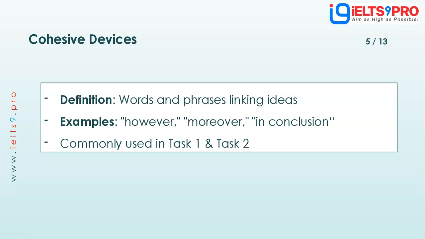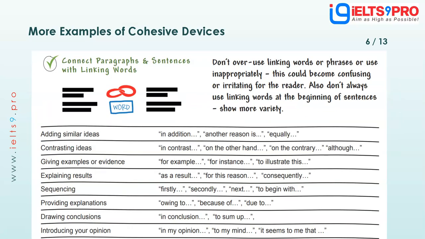So, cohesive devices. What are those? Words and phrases that link your ideas. However, moreover, additionally, in conclusion, etc. Commonly used in task 1 and 2. Got some examples here. Now, don't overuse these. So, for example, every sentence doesn't need to begin with moreover, furthermore, additionally. If you overuse it, they're not going to be very pleased if you do that. Okay?